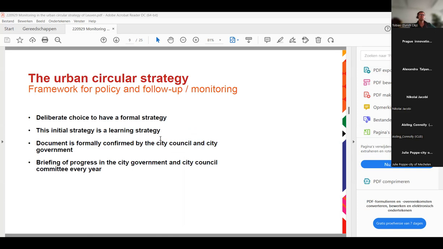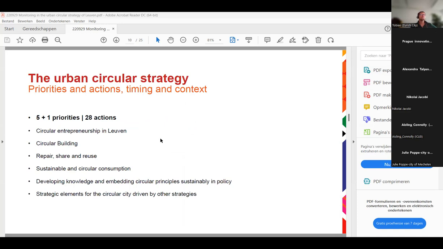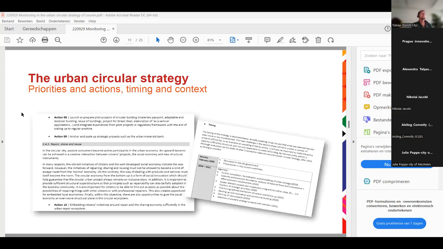As I said, we had the specific choice to have a circular strategy. You see in this slide the different priorities we have in our strategy. So we have 5+1 priorities and 28 actions. It's not too impressive, but it's very useful. Maybe when we do it again next time, it will be much more detailed, much more elaborated, but it turned out to be very useful. For instance, we started with a circular strategy. A year later, the city had to draft a climate action program. We just could transfer the whole structure of our circular strategy into the climate strategy, which was very useful. So we have priorities, actions, and we also had a timing with what we had to do to make things work.